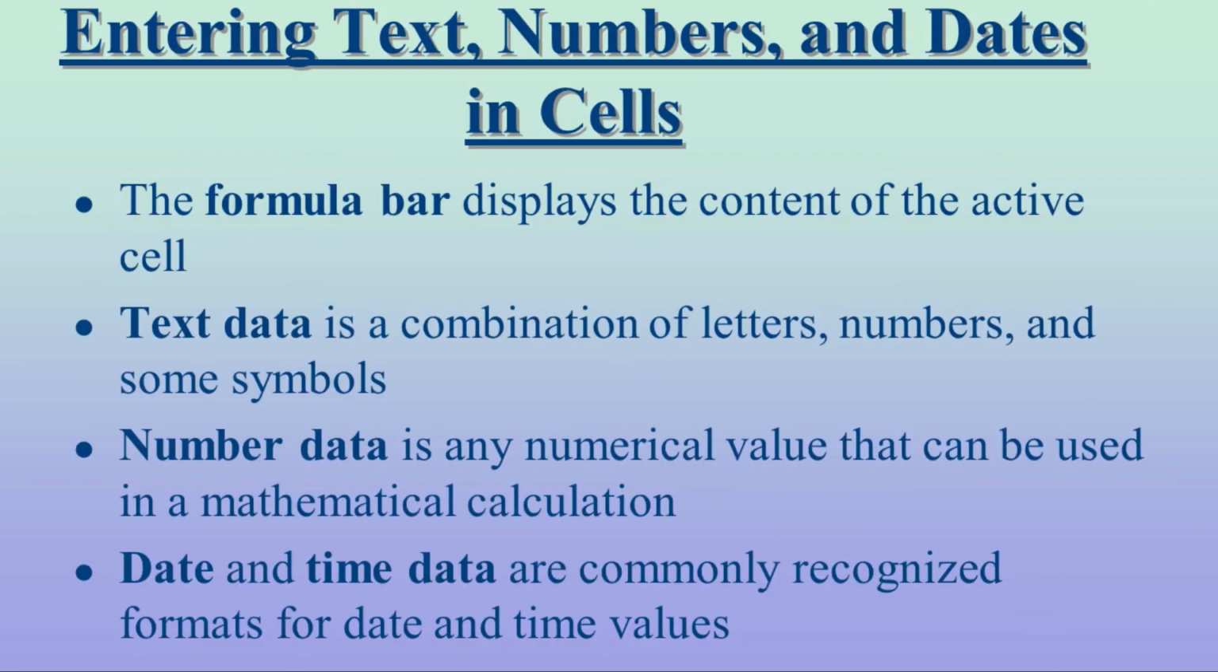Entering text, numbers and dates in cells. The formula bar displays the content of the active cell. Text data is a combination of letters, numbers and some symbols. Number data is any numerical value that can be used in a mathematical calculation. Date and time data are commonly recognized formats for date and time values.